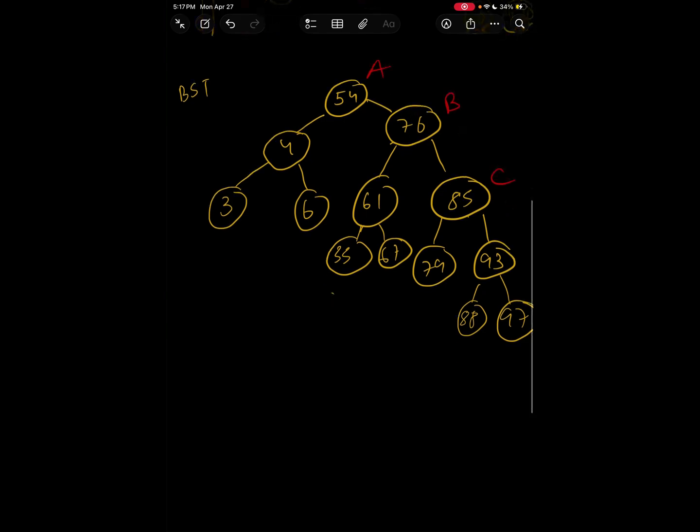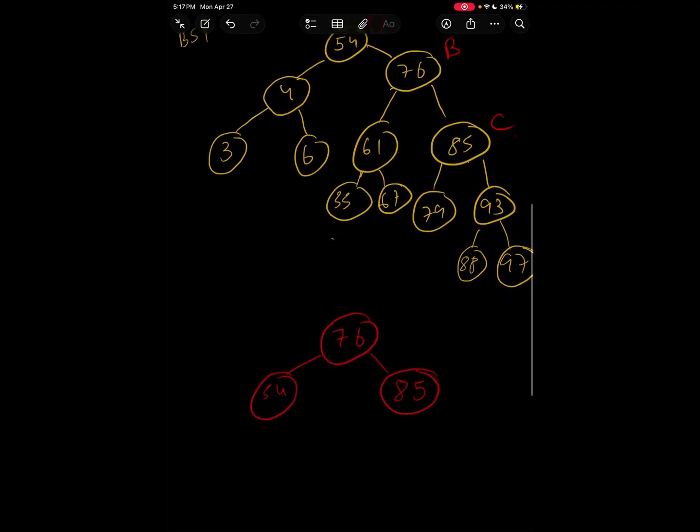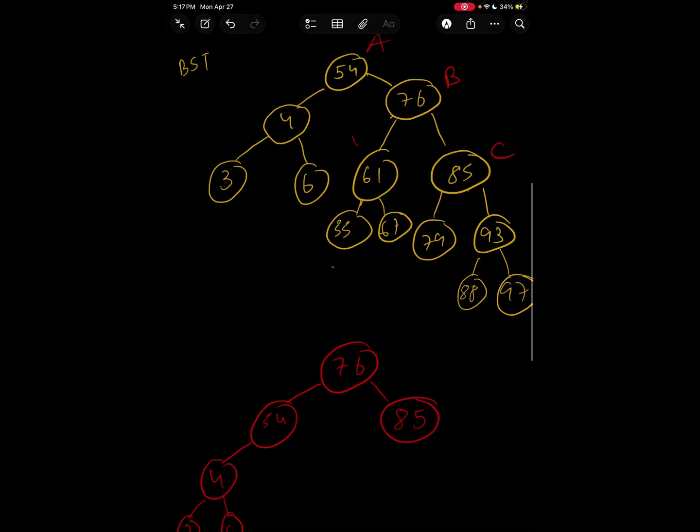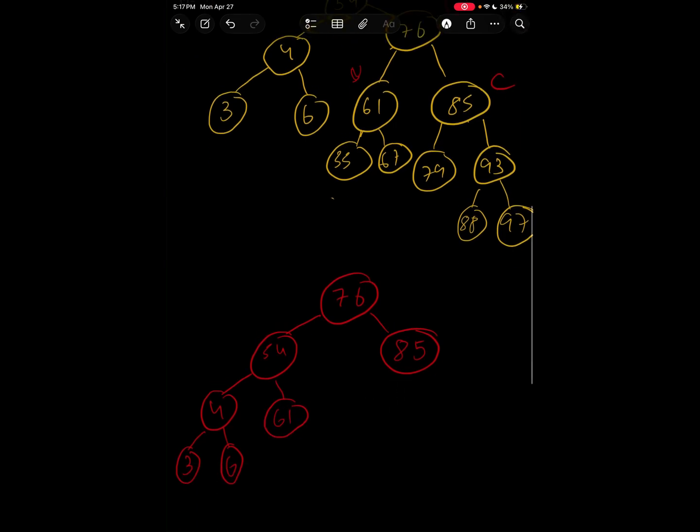So again, make sure to practice this. I haven't practiced AVL trees in a while. So I'm just going to make my B my middle node 76, A my smallest node 54, and then C my largest node. Now the tricky part here is, A is 54, A's left child is 4, so 3, 6, that is fine. But where does this value 61 go? It cannot go here, right? Because 61 is smaller than 76, so we copy it over here. 61, 55, 67, then 85 is just 79, 93, 88, and then 97.